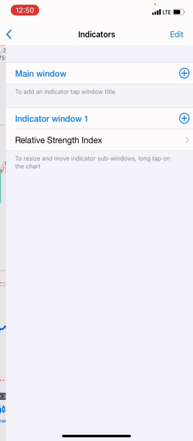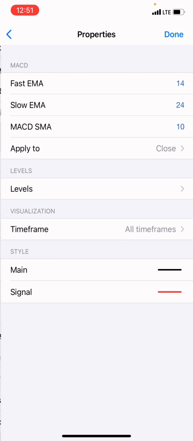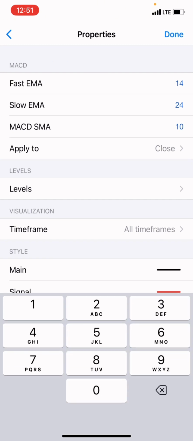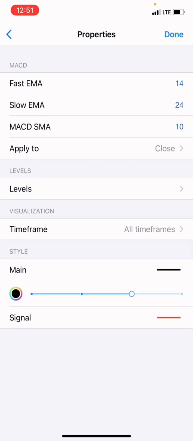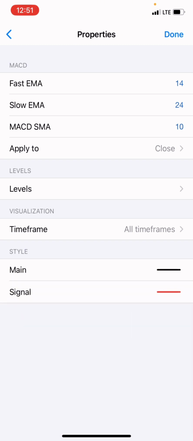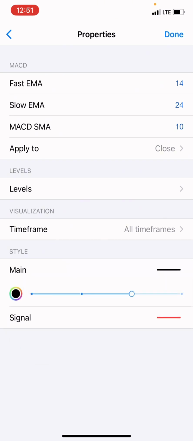All right, then you put the MACD on the chart in indicator window 1. The fast EMA, put it on 14. Slow EMA, you put it on 24. The MACD SMA, you put it on 10, and apply to close. Then the main is going to be black, on the third pixel size. The signal, the same, third, and the color is going to be red. Then you put the pattern on the first one and the main on the first one. Then you click on done.